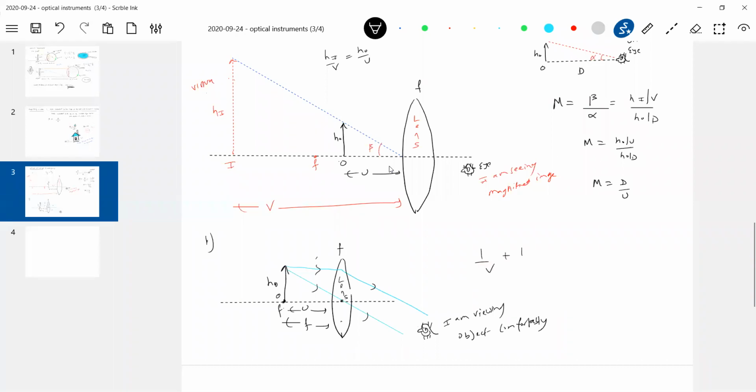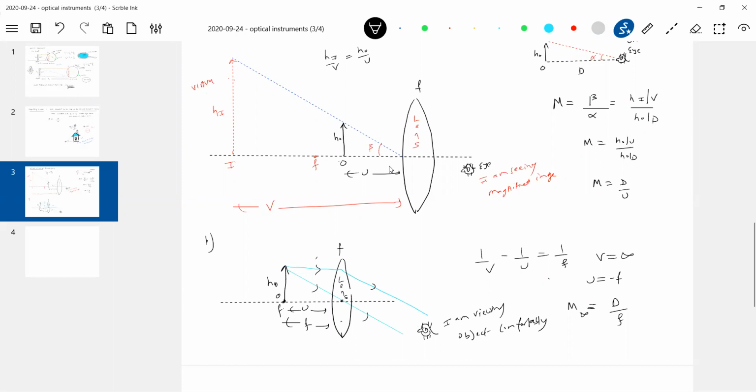1 by V minus 1 by U equal to 1 by F. If the object is at focal length, then where will the image be? Image at infinity, no? Because U is equal to minus F. Then what is the magnifying power? M infinity equal to D by F, because U you are going to put as F here. So the magnifying power I got is just capital D by small f.